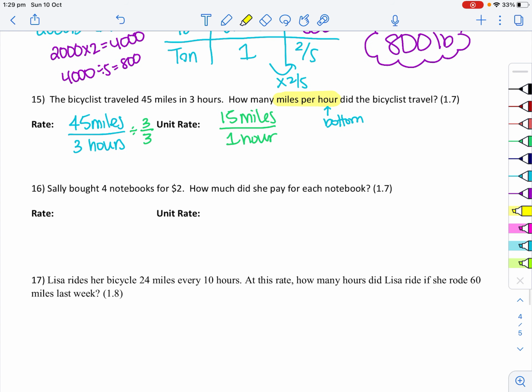16 says Sally bought 4 notebooks for $2. How much did she pay for each notebook? So pay for each notebook. That means that notebooks goes on the bottom. So $2 for 4 notebooks. And I'm dividing by 4. So I get 0.50 for 1 notebook. So 50 cents for 1 notebook.